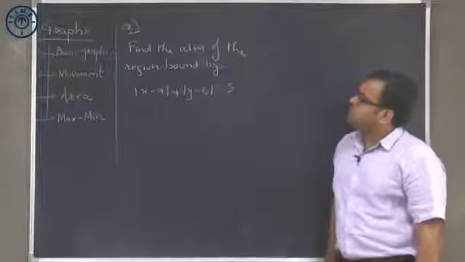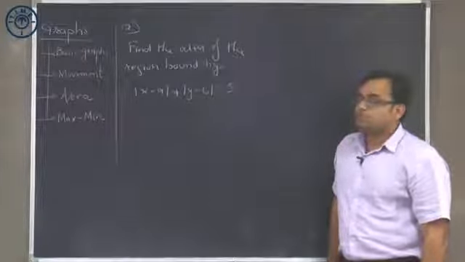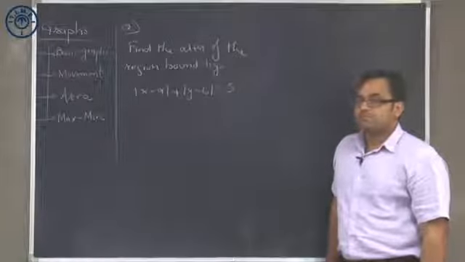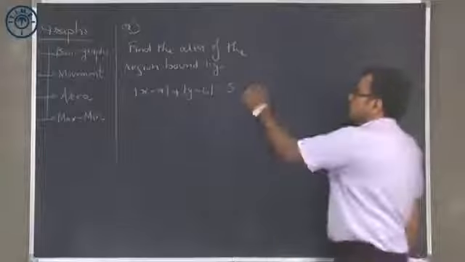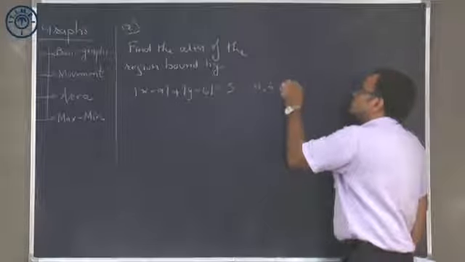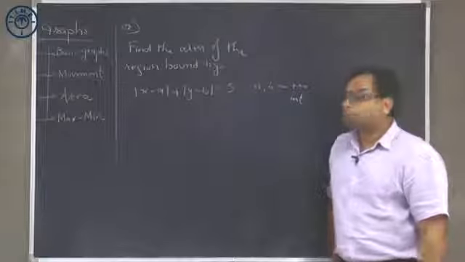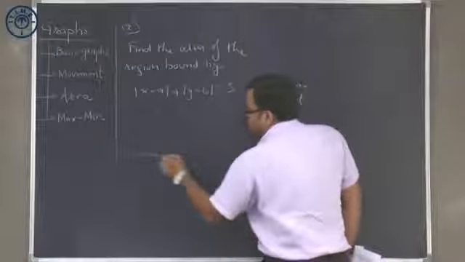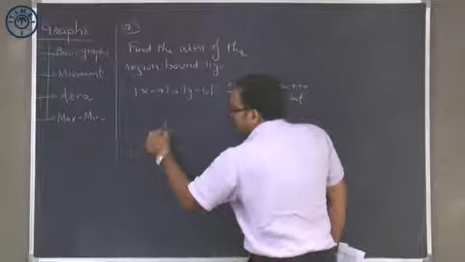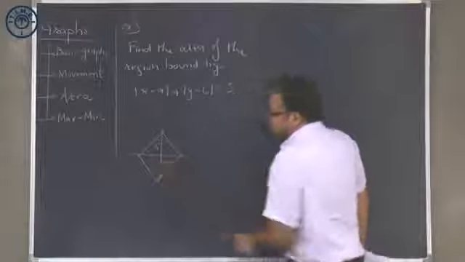Find the area of the region bound by mod of x minus a plus mod of y minus b is equal to 5, where let us say a and b are positive integers. Now what will be the value of this area? Like I was explaining some time back, if I look at the graph of mod of x plus mod of y is equal to 5, it will be like this.